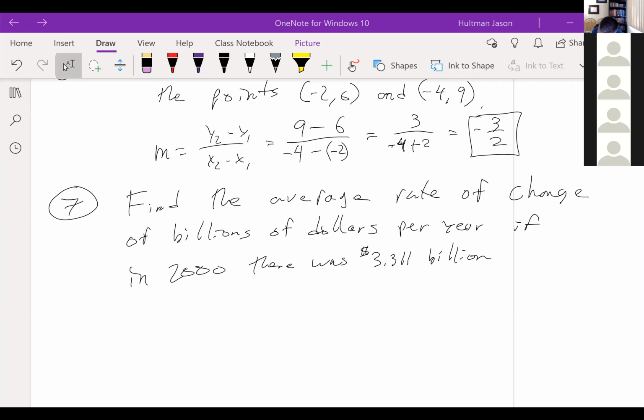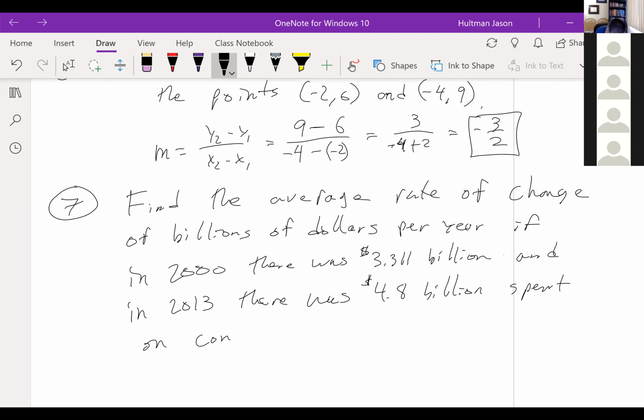Okay, $3.311 billion, and in 2013, there was $4.8 billion spent on cancer research.